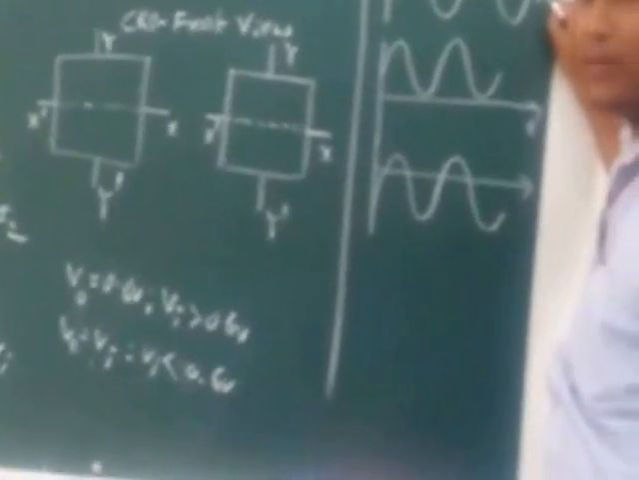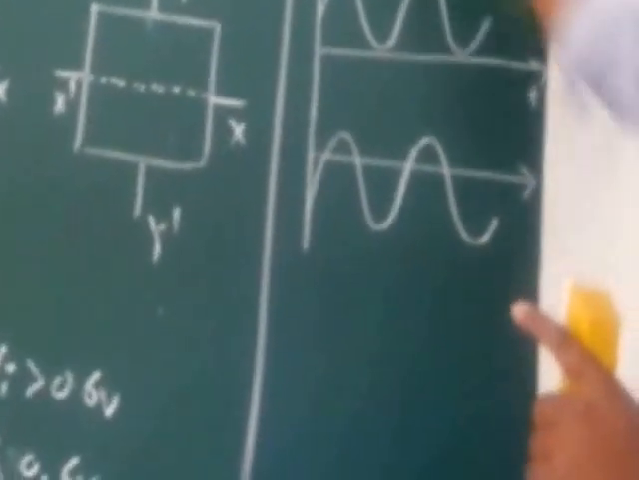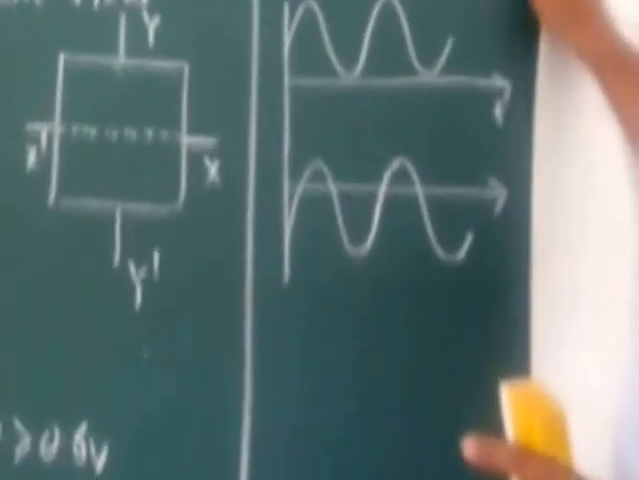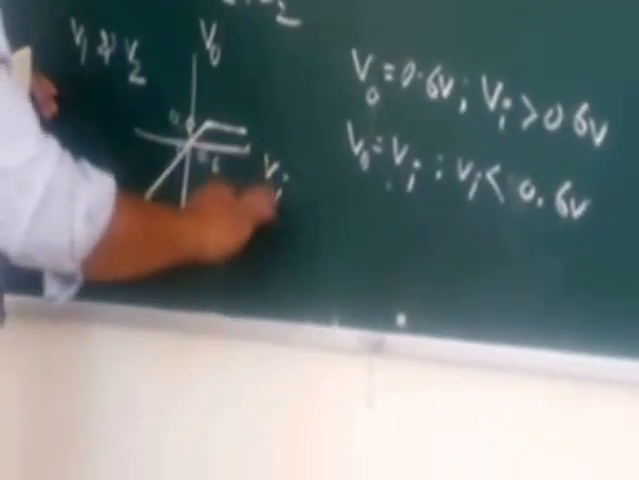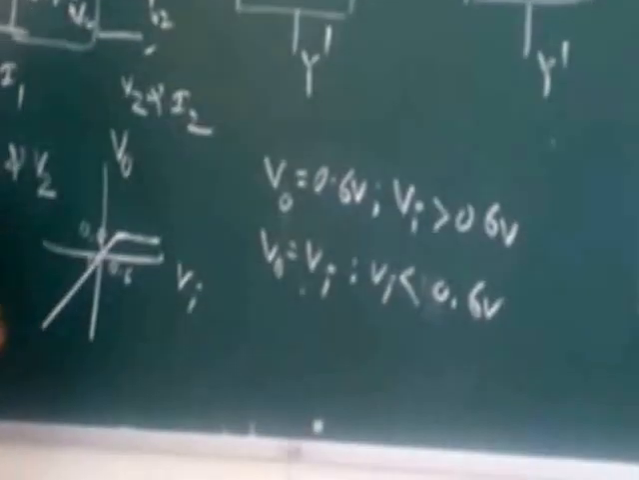On the x-axis, time is available. If you see the CRO, we have volts per division, channel 1 and channel 2 available, but only one time knob is there. That means all these voltage signals are changing with respect to time. But in the case of XY mode, time is not on the x-axis. In XY mode, we have the input voltage signal on the x-axis and the output voltage signal on the y-axis.